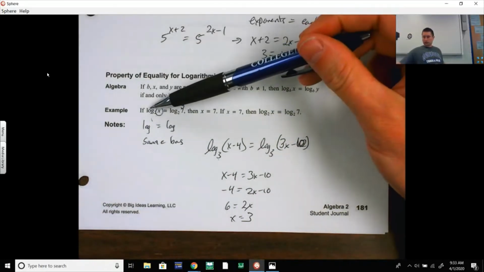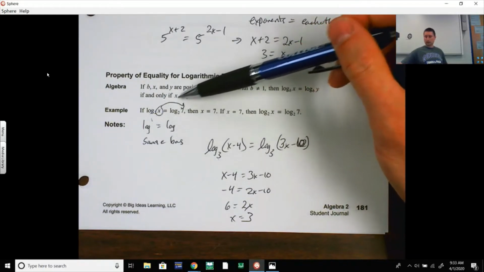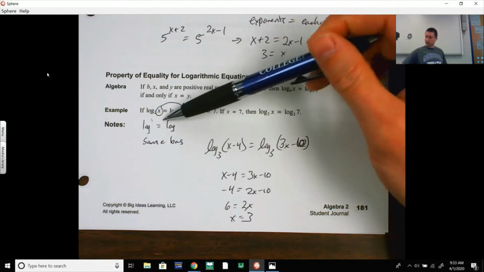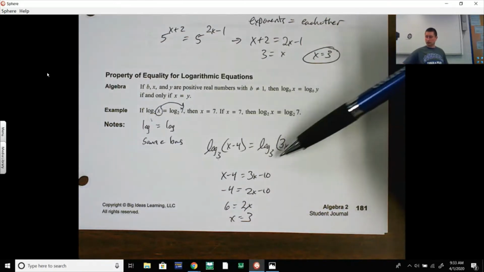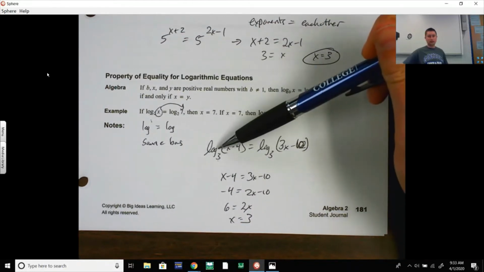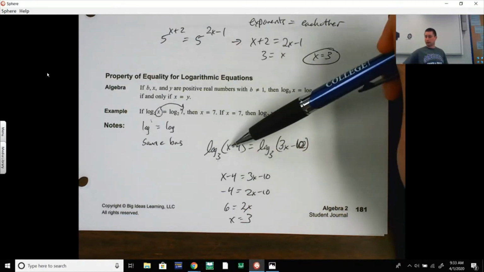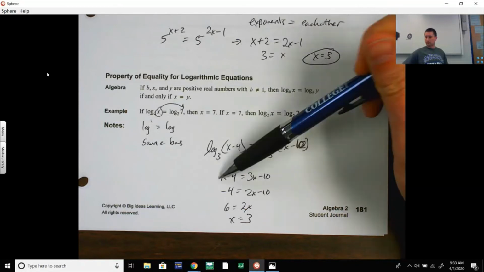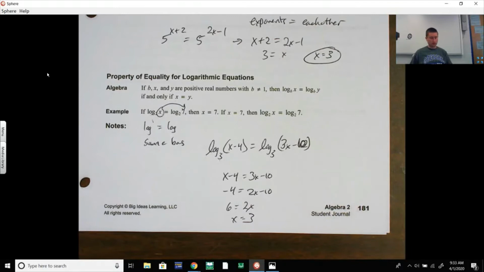So I have two log functions, and they have the same base. So x has to equal 7, because the two parts have to equal each other. So log base 3 of x minus 4 has to equal log base 3 of 3x minus 10. So I have two log functions. It's not just a log on a single side like what we saw at the beginning. I have the same base of 3, so x minus 4 has to equal 3x minus 10. So I minus the x over, add the 10 over, divide by 2, I got x equals 3.